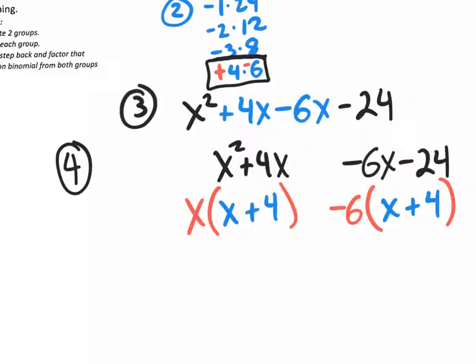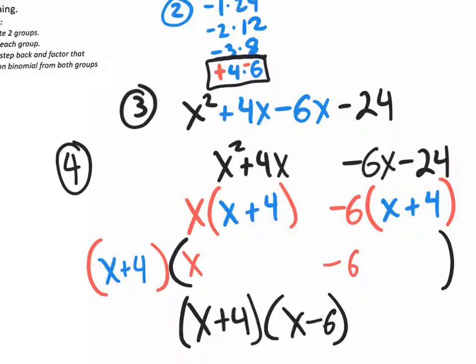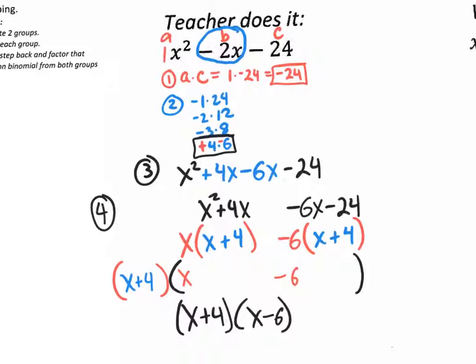So my final step of factoring by grouping is to make some exaggerated parentheses and put that common binomial out here in the front. The x plus 4 comes out to the front. What's left over on the inside of those exaggerated parentheses? X minus 6. So there's my answer: x plus 4 times x minus 6. That is my factored form of the original quadratic trinomial up there.